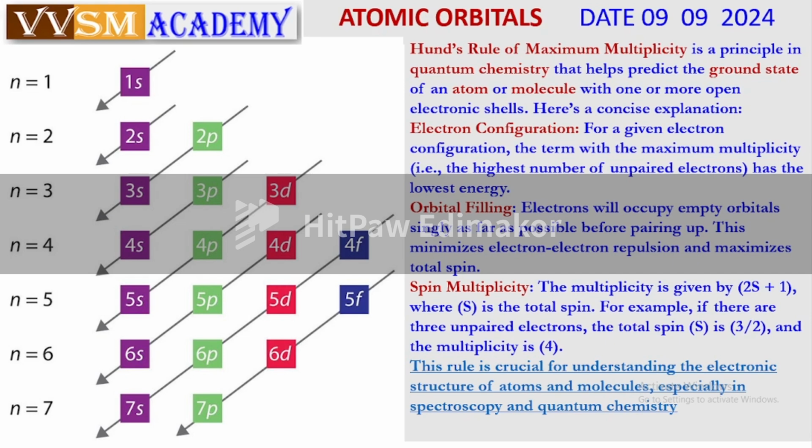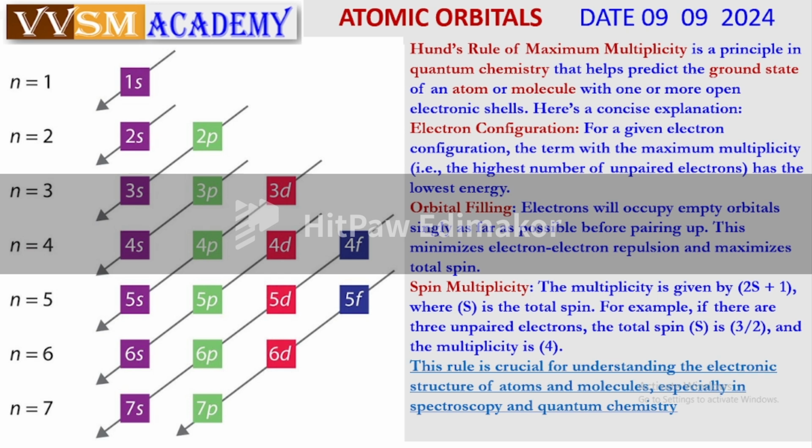So here, Hund's rule of maximum multiplicity is a principle in quantum chemistry that predicts the ground state of an atom or a molecule with one or more open electronic shells. Here is a concise explanation. Electronic configuration: for a given electron configuration, the term with the maximum multiplicity, that is the highest number of unpaired electrons, has the lowest energy. Orbital filling: electrons will occupy empty orbitals singly as far as possible before pairing up.